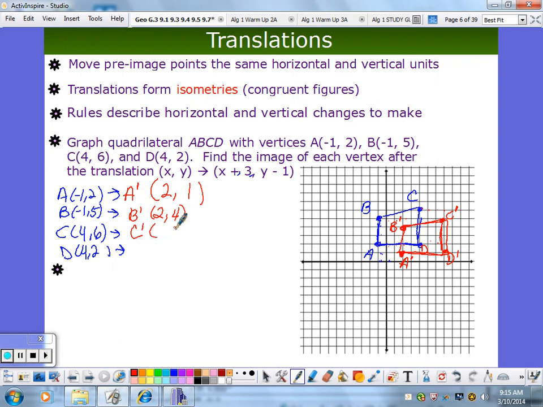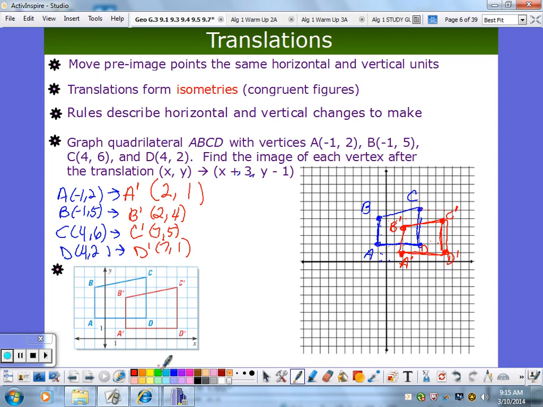C prime, add 3 to x, subtract 1 from y. (7, 5), is that what we got? 1, 2, 3, 4, 5, 6, 7. 1, 2, 3, 4, 5. And then D prime becomes 4 plus 3 and 2 minus 1. (7, 1). So we're actually making the mapping to those points. Rather than just counting over, we're creating those primes, the different points that we get here. So that's what we should have gotten. Okay, translations. It's not rocket science, but it takes getting used to this notation.